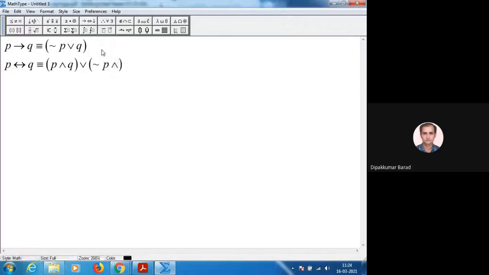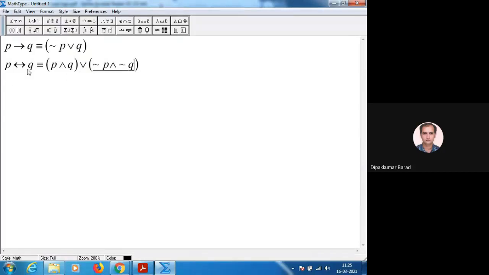So this P if and only if Q, which I have converted, is nothing but a sum of elementary products. I have written P if and only if Q in disjunctive normal form here. This OR represents sum, and these are elementary products, P and Q and not P and not Q. So if you have two statements P and Q related by if and only if, then this is the disjunctive normal form for P and Q.